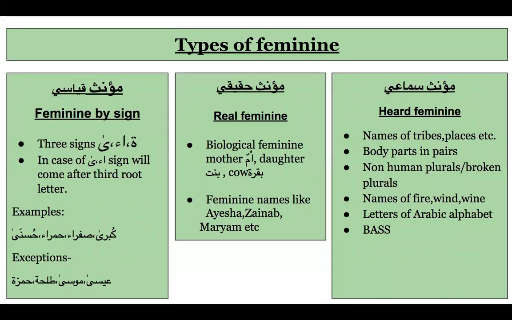So this is a summary of what we have learned so far. Certain words will have ta marbuta, but they will not be feminine, just like Talha, Hamza. They are ending with the ta marbuta sign, but they are not feminine. There are Isa, Musa, we have already studied that they are ending with alif maksura, and alif maksura is coming after 3 letters, but still they are going to be masculine, because like any other language, Arabic also has lots and lots of exceptions.